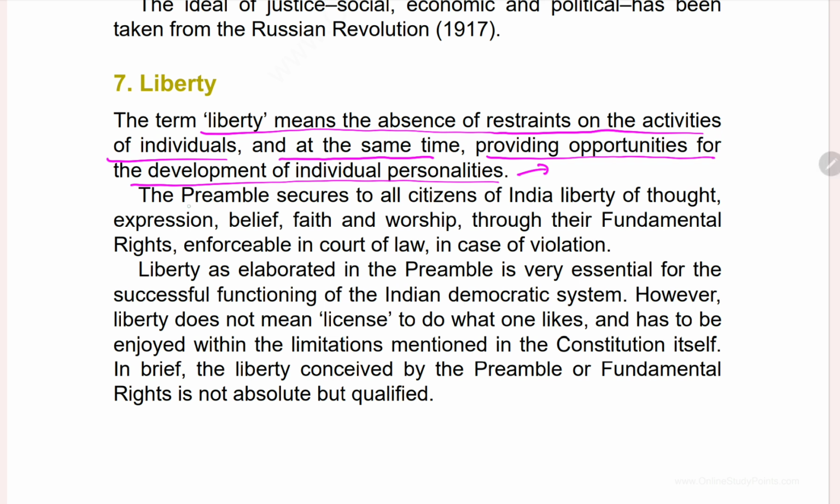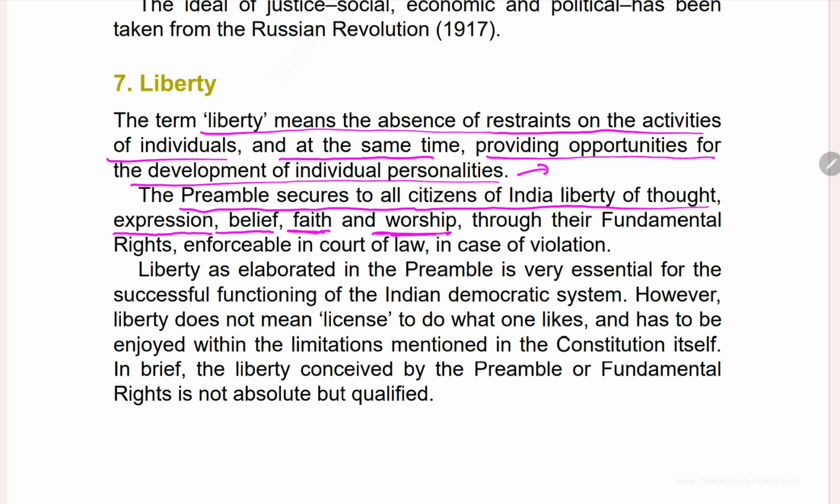So the preamble secures to all citizens of India liberty of thought. You can express your thought and belief. You can have faith in any ideas. You can follow any religion.